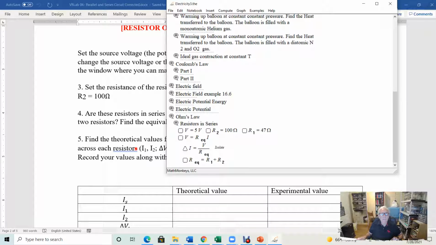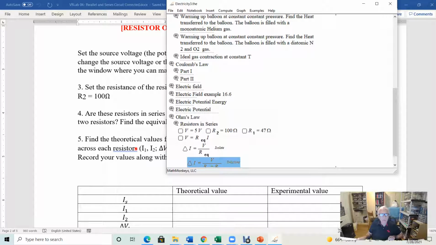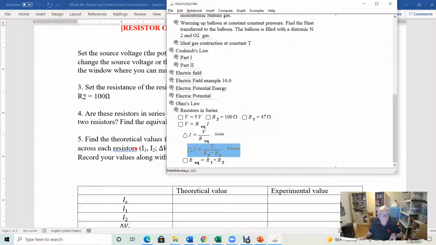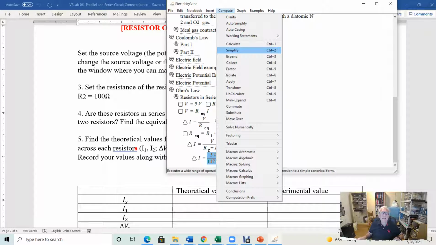Resistor in series. So I'm going to substitute right here. Ohms. V, R1, R2. Here we go. See? I get 5 divided by 147. Let's see what we get.